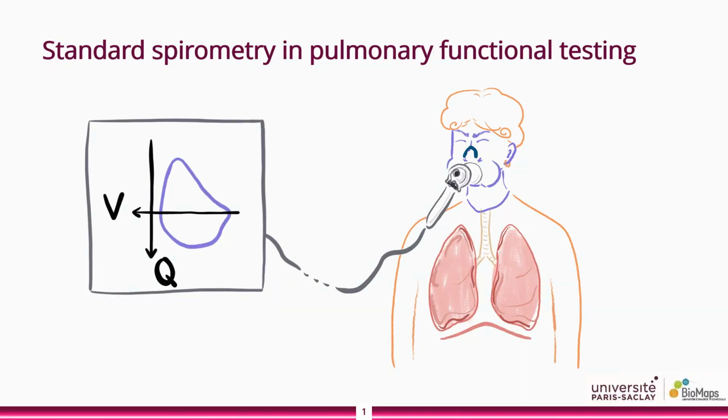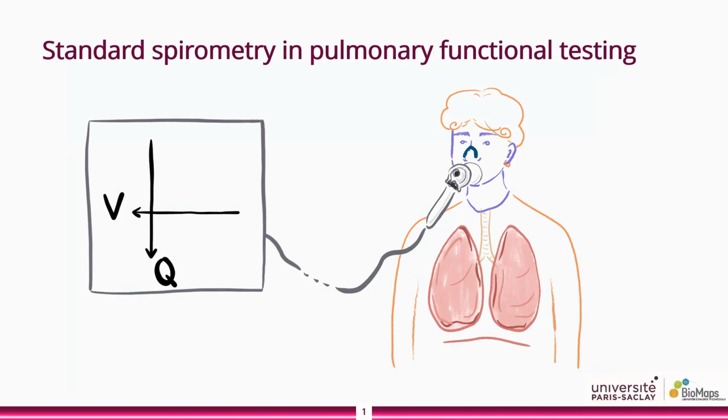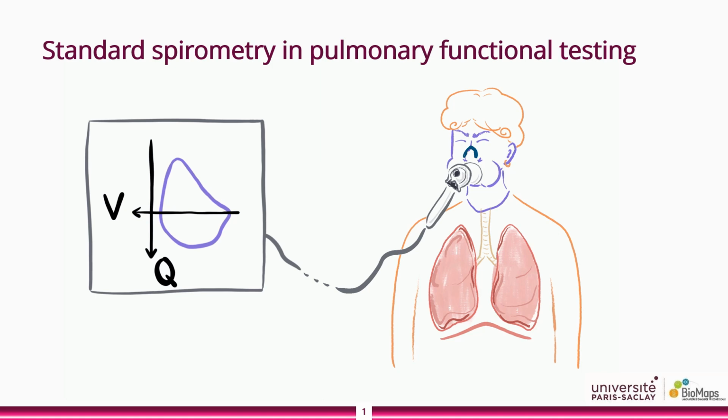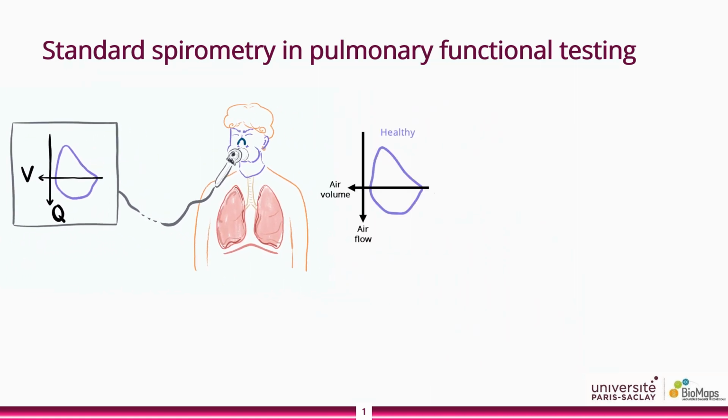I would like first to introduce standard spirometry, which is the reference exam to assess the ability to efficiently inhale and exhale. For this purpose, airflow is measured as a function of time by the spirometer at the mouth over forced inspiration-expiration cycles. It enables us to retrieve flow volume loops, like the one you can see here.